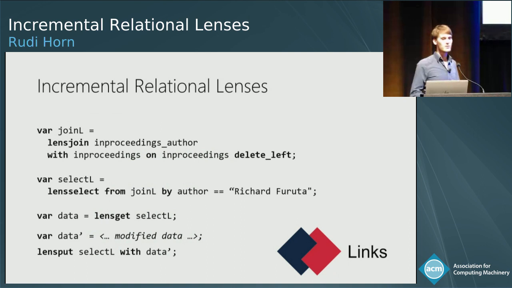Here's all the source code in one slide that we use. It's a very simple concept: you create your lenses using the lens constructors, and you can then call lensGet to get the view. You can make a bunch of changes in whatever way possible, so it doesn't matter how that's done. And then you can call lensPut.